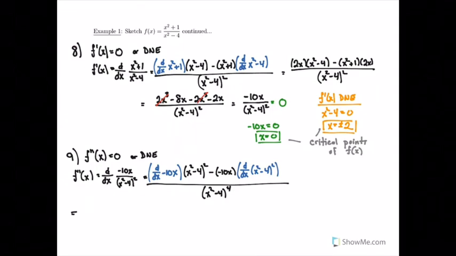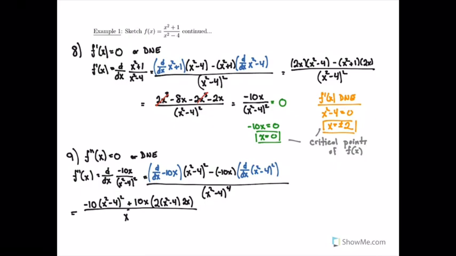This will give us a derivative of negative 10 times x squared minus 4 quantity squared plus 10x times the derivative of that, which is 2 times x squared minus 4 times 2x, the derivative of the inside. That's using the chain rule there. All over x squared minus 4 to the 4th. And let's do a little bit of cleaning up here. We have an x squared minus 4 in every single term.